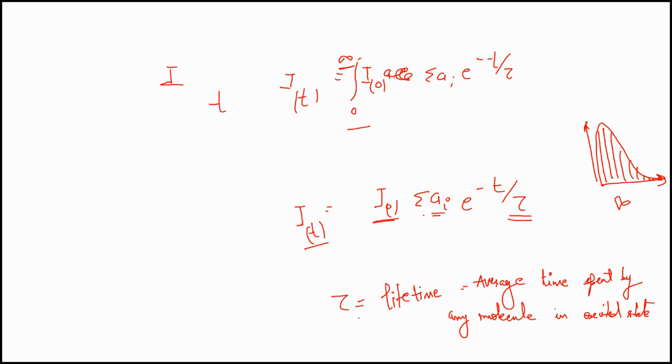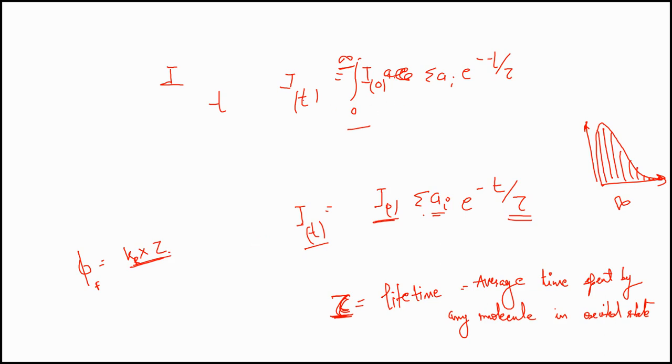Now this tau also has some relation with the quantum yield and the rate constant of the radiative emission. Suppose the quantum yield is equal to the rate constant of the radiative process times the average lifetime.